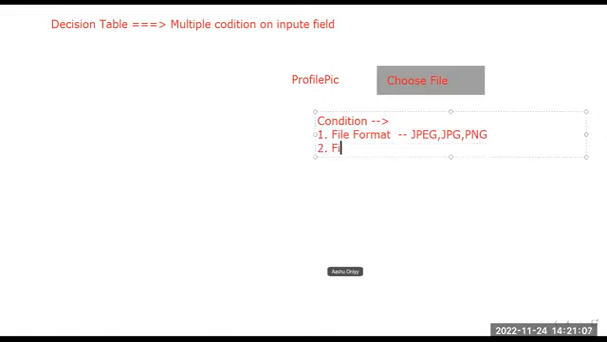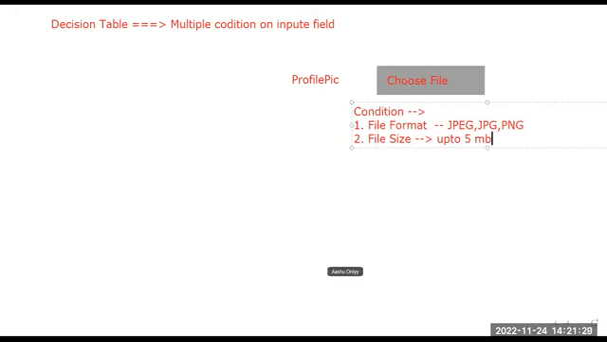So the first condition is that the file format should be like this. And the second criteria is file size. Definitely there will be a proper size limit, it will accept up to 10 MB or 5 MB. So these two conditions we have for updating our profile pic. This is one feature with multiple conditions. If you want to derive test scenarios, you have to cover all the combinations.